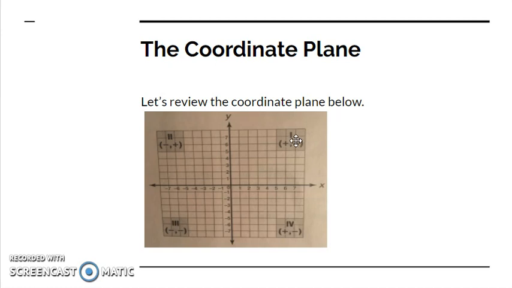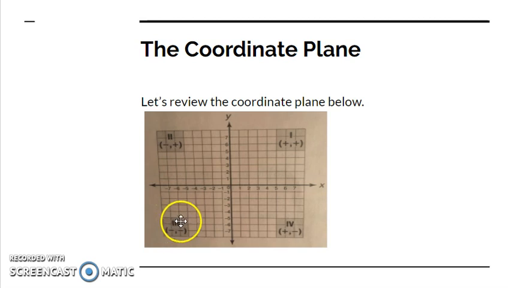Now, earlier I told you that we were going to be going counterclockwise, so that means we're going to go over to the left, and you're going to see a Roman numeral 2. Here, if you're on the horizontal line, the x-axis, you're going to see that all of my numbers are negative numbers, so the signs for the x values in quadrant 2 are going to be negative. All of my y values are positive, so here's going to be the plus sign for the y.